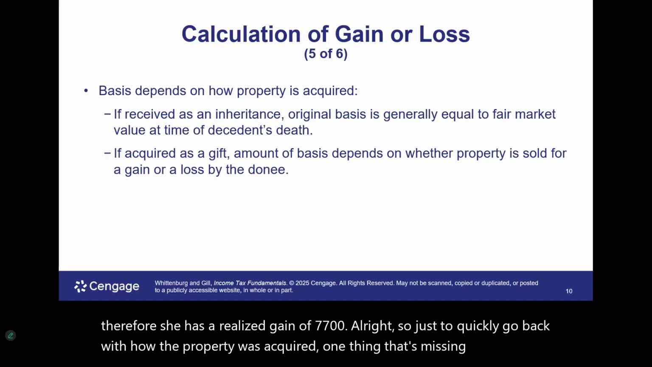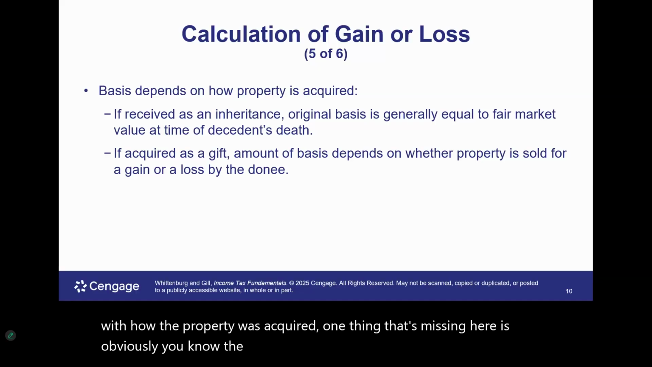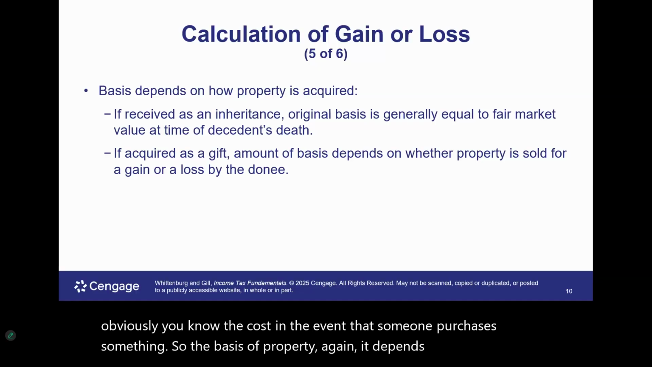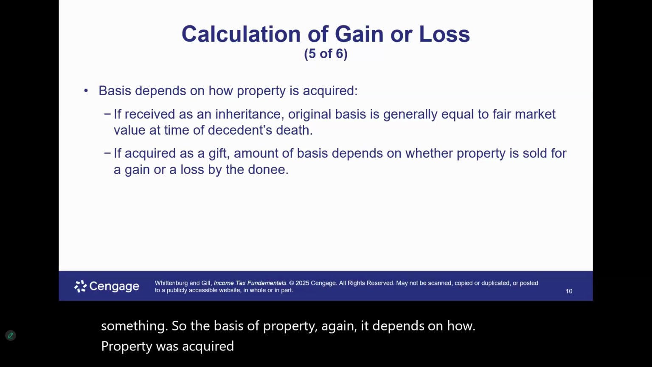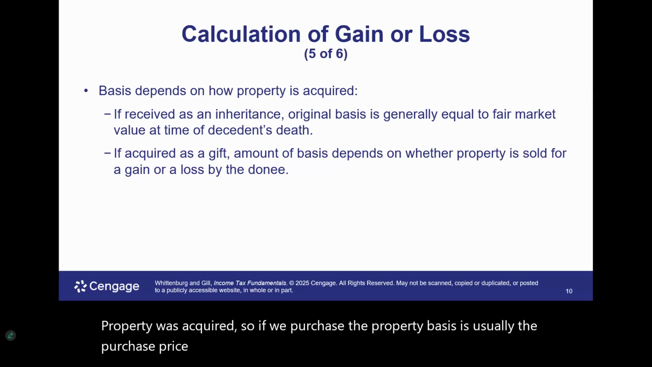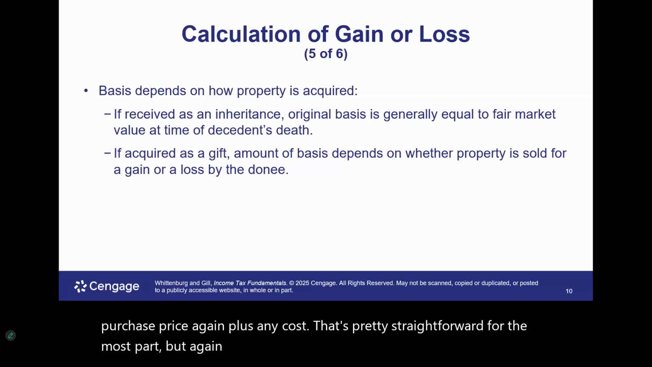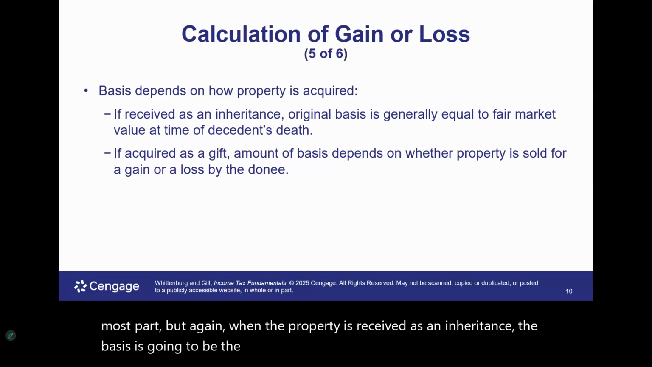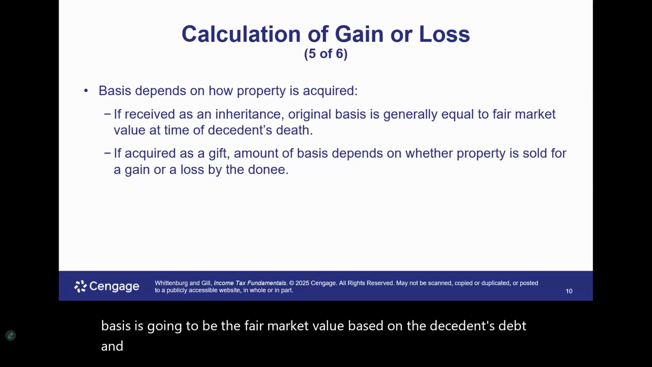All right. So just to quickly go back to how the property was acquired, one thing that's missing here is, obviously, the cost in the event that someone purchases something. So the basis of property, again, depends on how the property was acquired. If we purchase the property, basis is usually the purchase price, again, plus any costs. That's pretty straightforward for the most part. But again, when the property is received as an inheritance, the basis is going to be the fair market value based on the decedent's death. And that's what's called the step up basis.